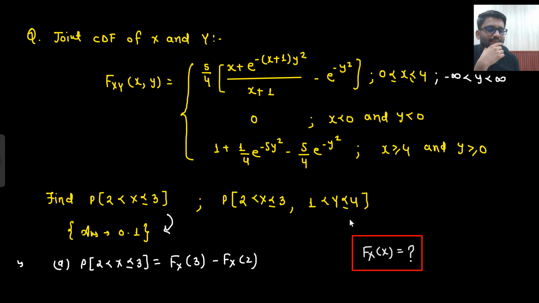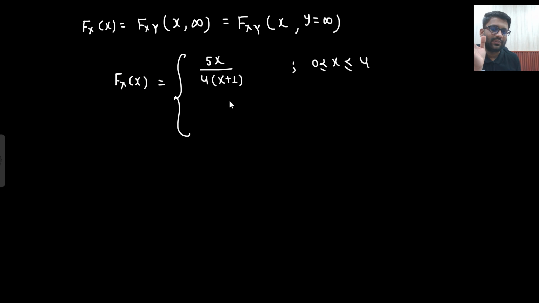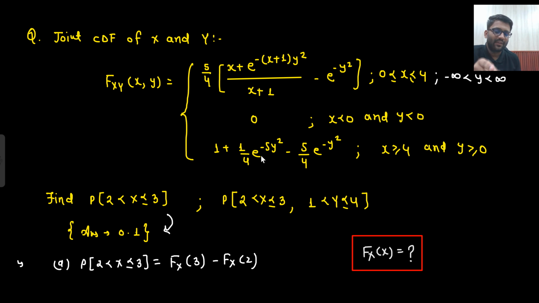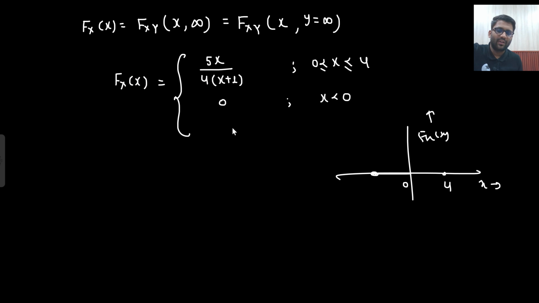Now here, this CDF is 0 for x less than 0 and y less than 0. So CDF is 0 for x less than 0. That means if you make the graph of Fx(x), it would be 0 for x less than 0. For 0 to 4 it will follow this particular graph, and after 4 it will follow this particular graph. If you put y equals infinity here, this will be 0, this will be 0, so it would be 1.